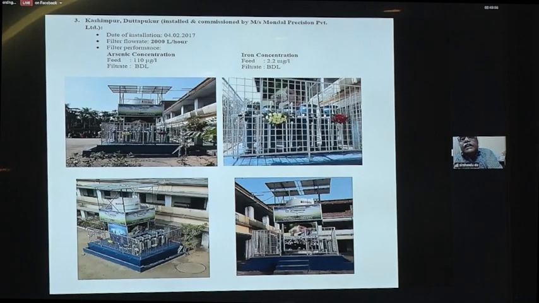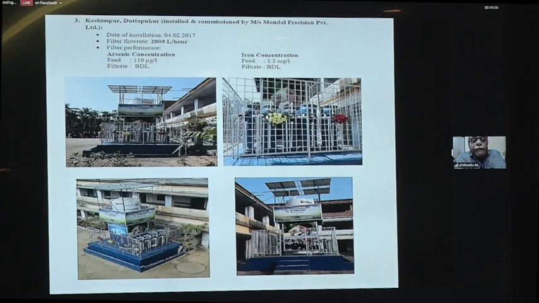Now, this technology has been transferred for commercialization to Mandal Precision Private Limited, and they have come up with community-based filters of 2,000 liter per hour capacity. Till now, they are doing tremendous business in West Bengal and the states of Assam, Uttar Pradesh, Jharkhand.